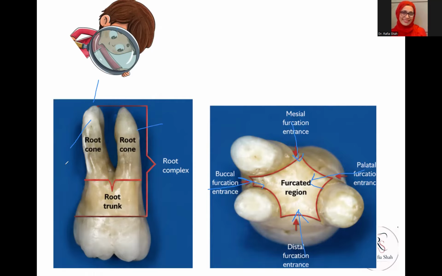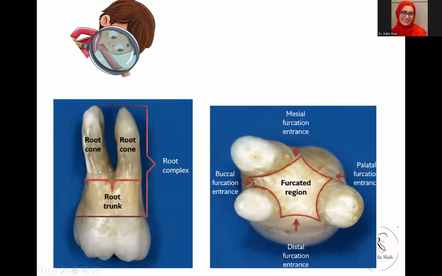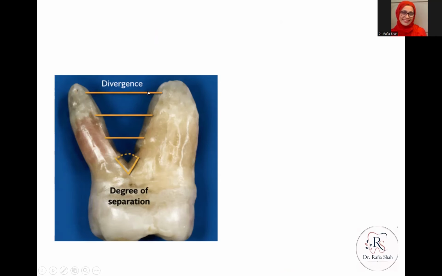If I take my probe in, I can nicely enter from here, from here, and from the mid. And if I come from the palatal region, I can enter from the palatal region as well. So these are called furcation regions or furcated regions. These regions are actually important to check or evaluate when we want to see invasion of this furcation region. And if we see the anatomy of the roots, if the roots are divergent, as is the case here, the degree of separation is more.